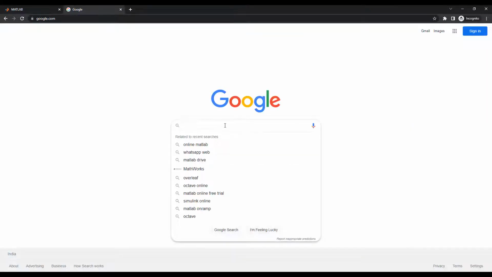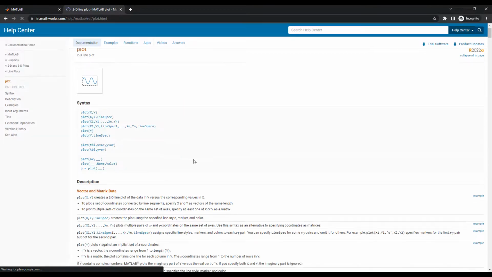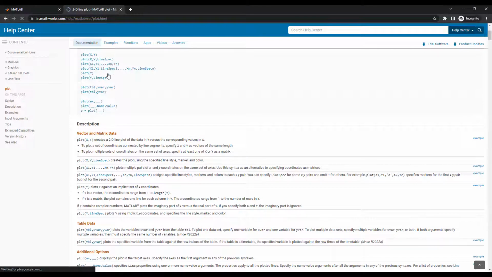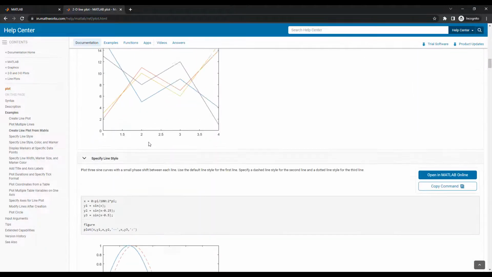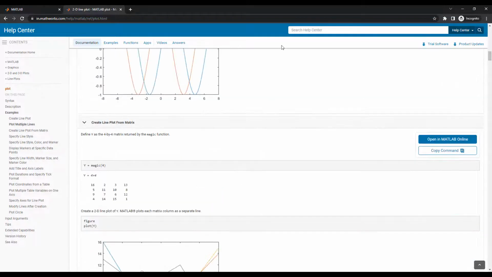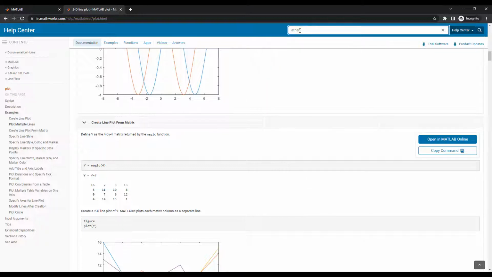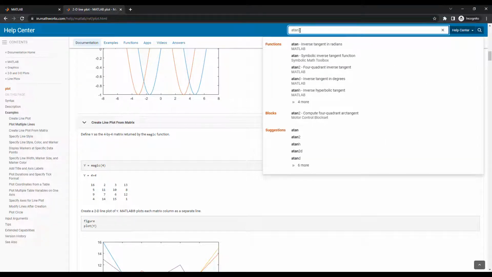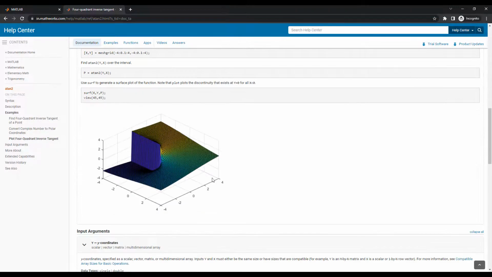Suppose I want to know more about plots. There is a function called plot. If I search for plot in MATLAB, you can go to this particular link and see the different arguments and inputs you can tweak and change, and there are a few examples you can try out. Here you can also search for different functions and see much more about them. Like this is atan2, and there are some examples provided here.